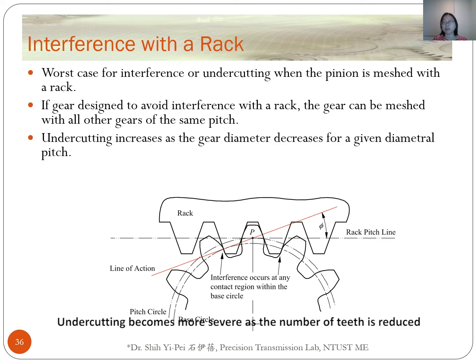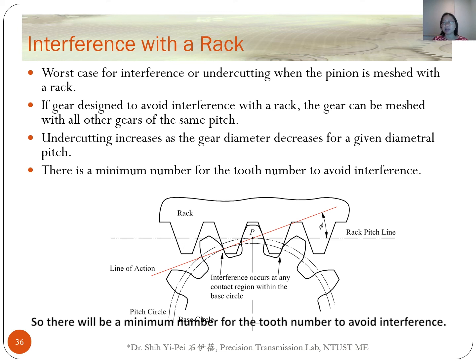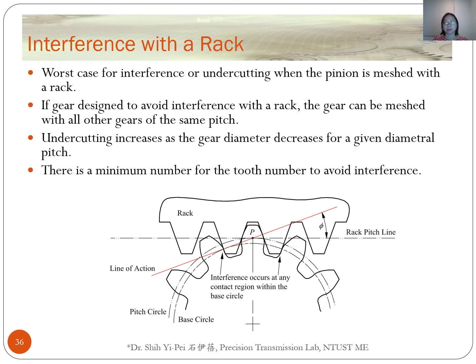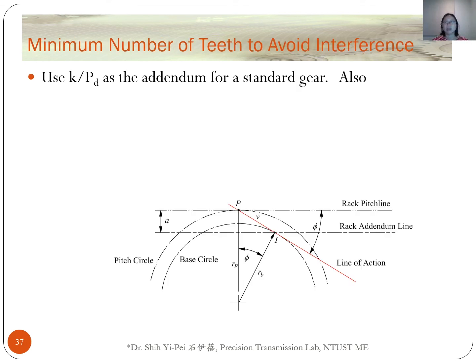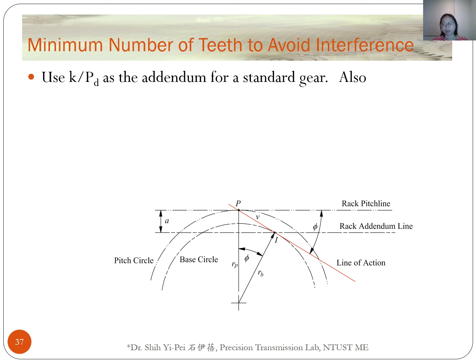Undercutting becomes more severe as the number of teeth is reduced, because for a given diametral pitch, the pitch diameter decreases when the number of teeth is reduced. So, there will be a minimal number of teeth to avoid interference. This slide shows you how to calculate the minimal number of teeth to avoid interference. This is very important for gear design.